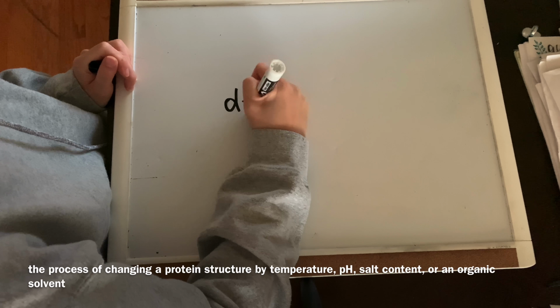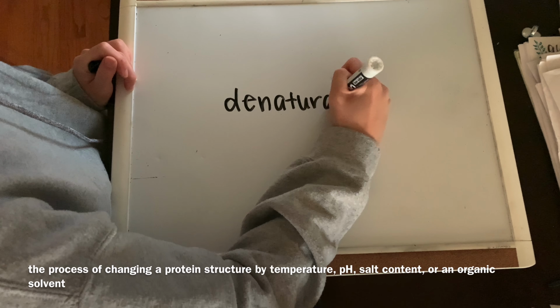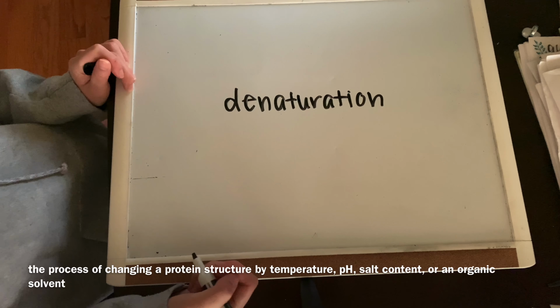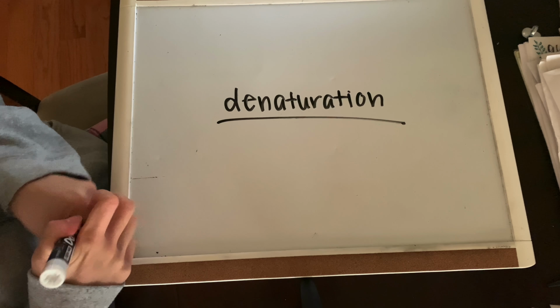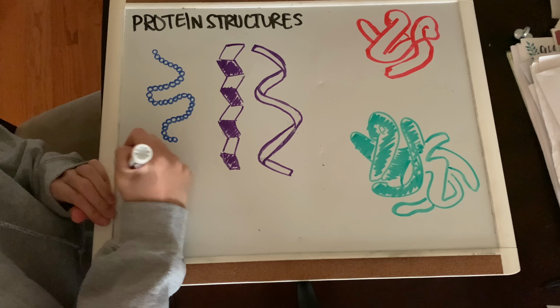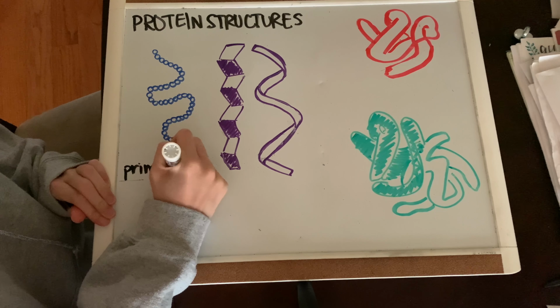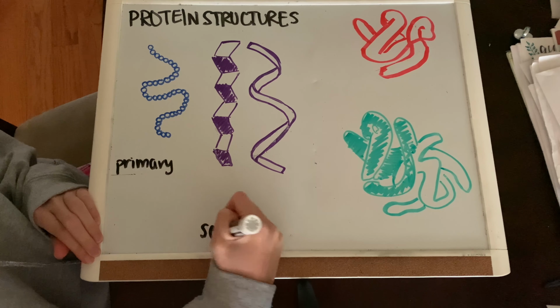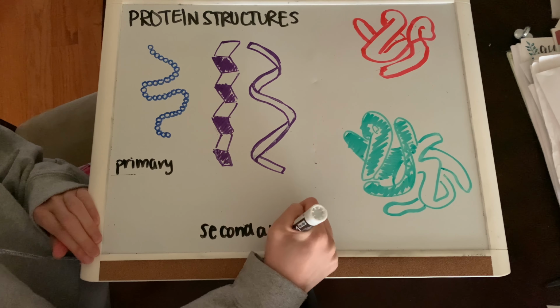Denaturation is the process of changing a protein structure by temperature, pH, salt content, or an organic solvent. Proteins have 4 levels of folding. The primary structure consists of a single chain of amino acids, units that make up a protein.